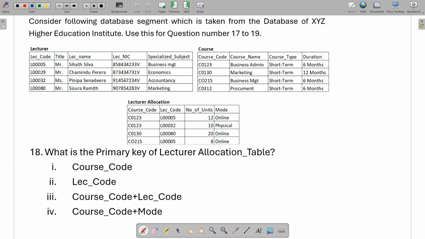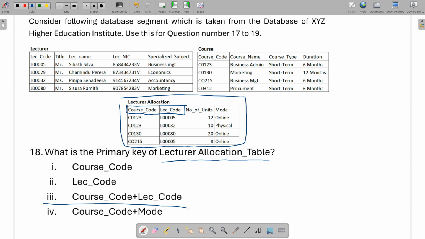Yeah, the 18th is asking what is the primary key of the lecture allocation table. We have figured this out earlier. Lecture allocation table, so that means this table. For the lecture allocation table, course code plus lec code will be the correct answer. Right, so lecture allocation table, course code plus lec code, which is going to be the third answer, the primary key of the lecture allocation table.